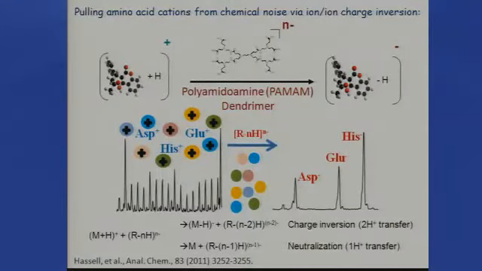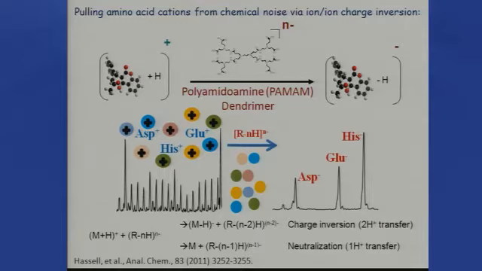This is a very complicated mixture, and what we wanted to do is discriminate against the chemical noise. The basis of the discrimination is that most of the chemical noise in the positive ion mode has a basic site, but most of it doesn't have acidic sites. But amino acids are amphiprotic. They have the N-terminus, and they have the carboxylic acid group. So they should be able to accommodate both polarities.